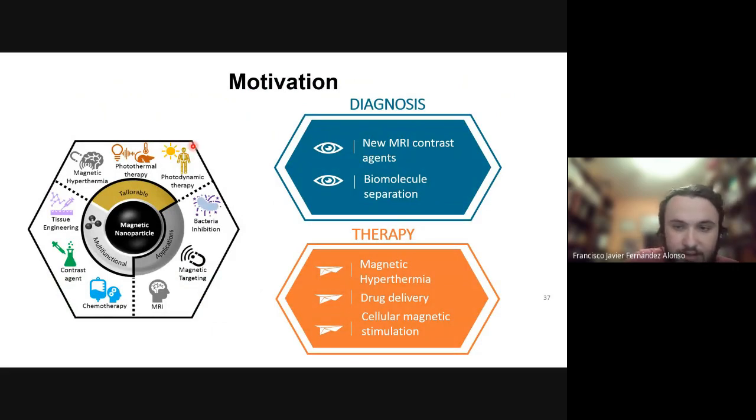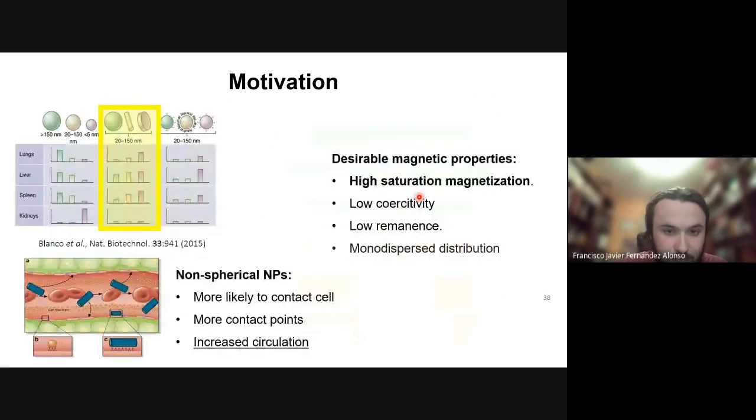Well, magnetic nanoparticles have multiple applications that go from diagnosis, for example, as new magnetic resonance imaging contrast agent, biomolecule separation, but also for therapeutic applications, for example, in magnetic hyperthermia, drug delivery, or cellular magnetic stimulation.